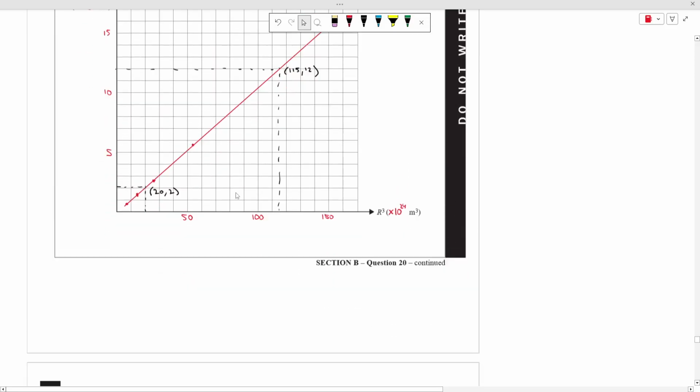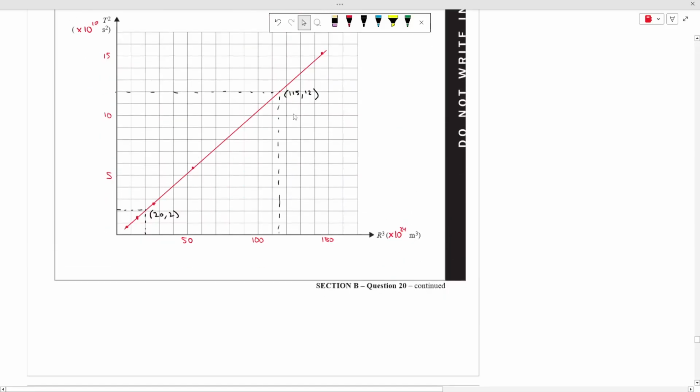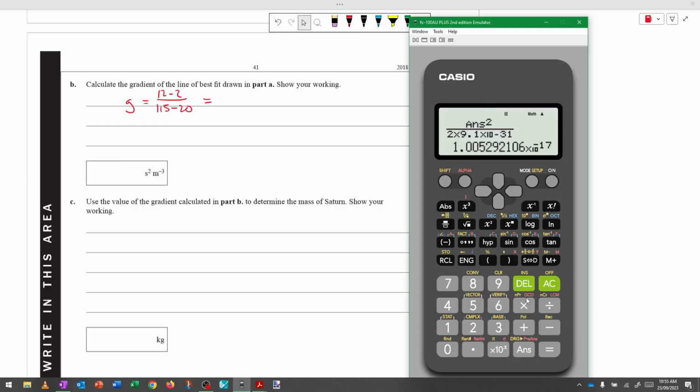Rise, 12 minus 2 over run, 115 minus 20. That is going to give me 10 divided by, what's that, 95. 0.11, let's say.